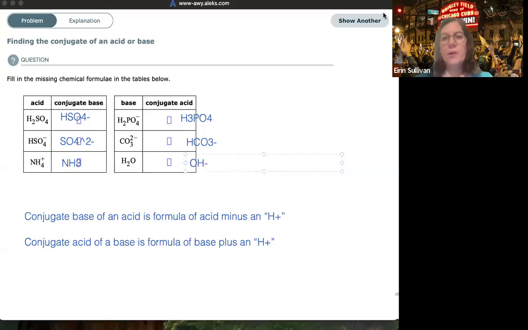All right, so that's all you have to do. Even if it's a really weird acid or base you've never met before, you know how to write its conjugate base or conjugate acid.